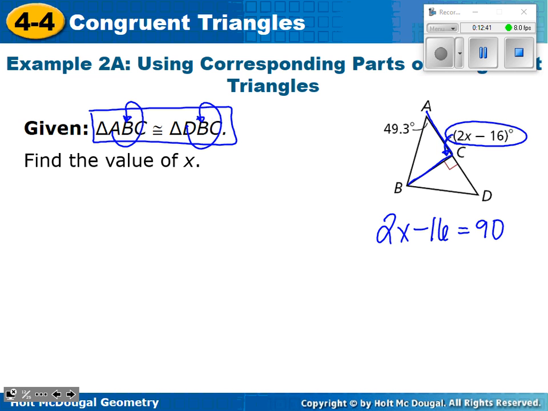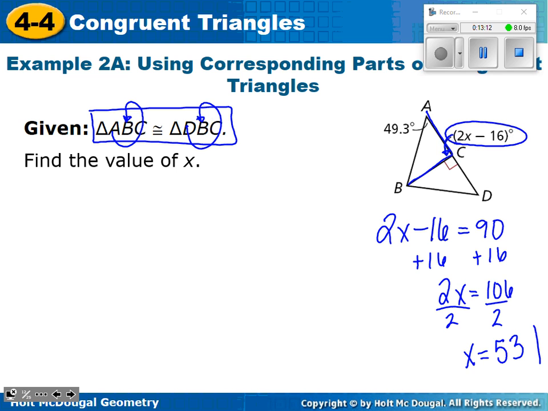Again, not a proof. So you'll have questions like this that are not difficult. You're just using your statement to make sure you're matching them up correctly. So add 16, 2x equals 106, divide by 2, and what is x? 53. Did I add it right? Yeah. Okay. So once you find your x, do you have to plug it back in for anything? Nope, it just said find x. There's no proof, no justifications, you're done.